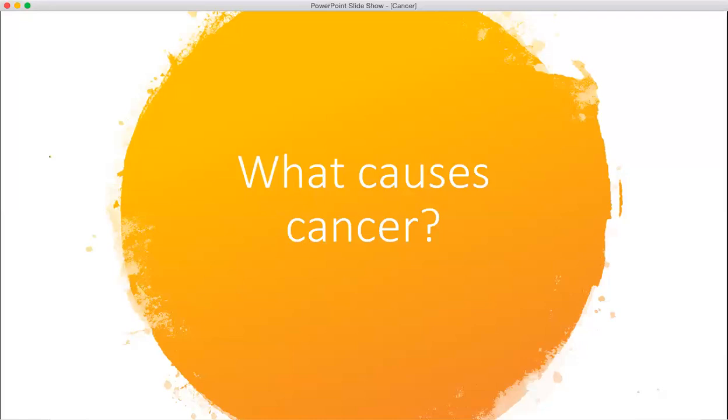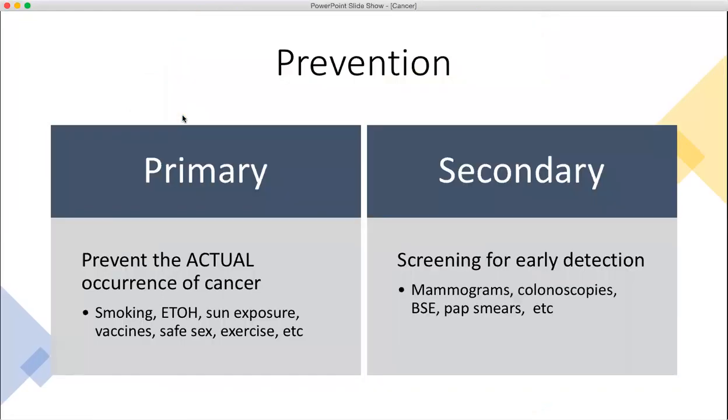So when we think about this question that you see up here, what causes cancer, we have a good idea of things that potentially can predispose a person to cancer, even though we know that it doesn't always lead to cancer 100% of the time. So the way that we deal with that then is through prevention, preventative measures, right? The best way to deal with cancer is through prevention. We have what's called primary prevention and secondary prevention that we're going to talk about here.